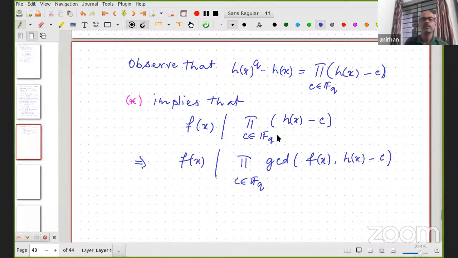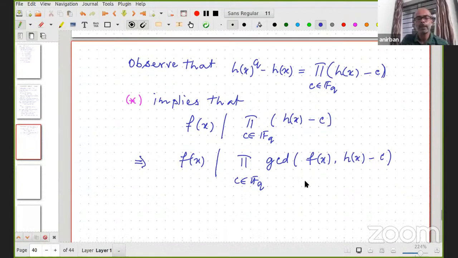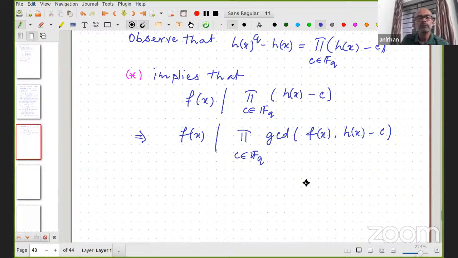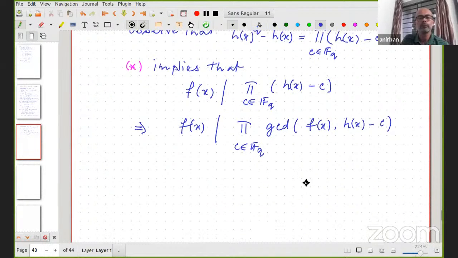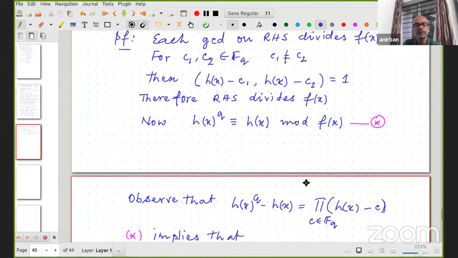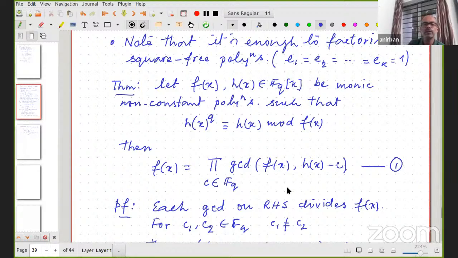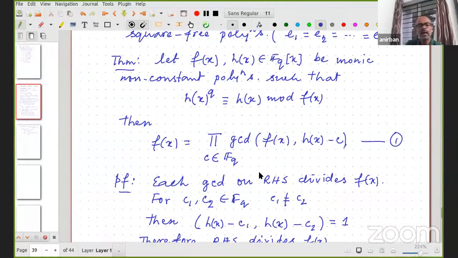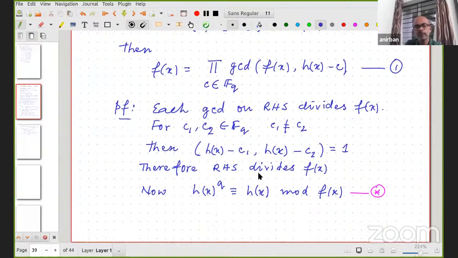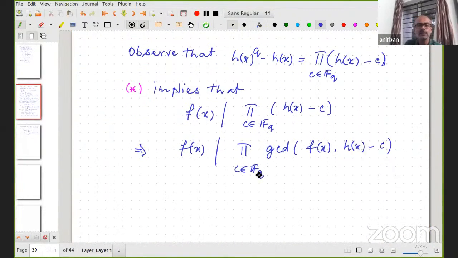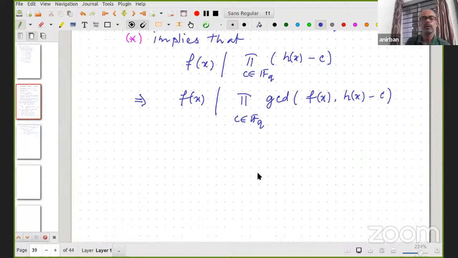So this is a direct consequence of this. So what we have shown is that the product on the... yeah, this is our theorem. Let me give a name to this equation. In equation 1, we first show that the right hand side divides f(x), and then we showed that f(x) divides the product on the right hand side. So both sides are equal. So that completes the proof of this theorem.